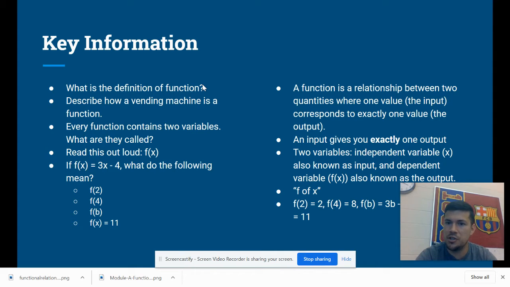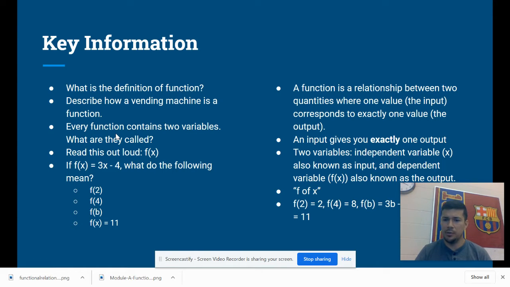Definition of a function. Well, if you paid attention, a function is a relationship between two variables, where one is the input, one is the output, and each input corresponds to exactly one output. Now, that doesn't mean that an output can only correspond to one input. That can get a little tricky, but one input gives you exactly one output. We saw with Mountain Dew that two different inputs can give you the same output, and that's fine. And so we've just reviewed the vending machine.